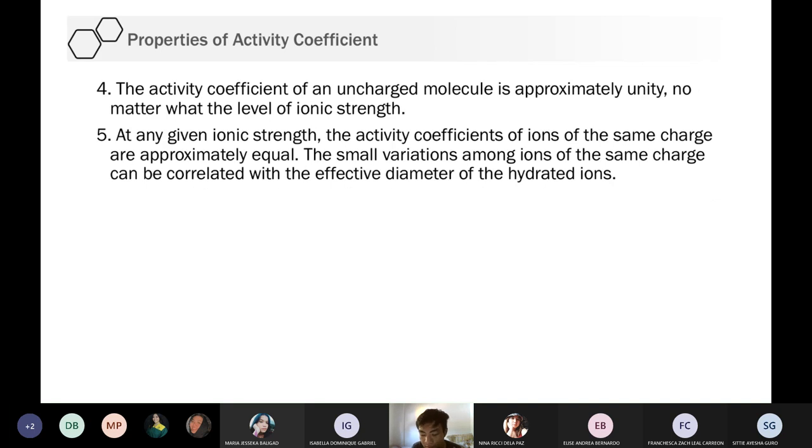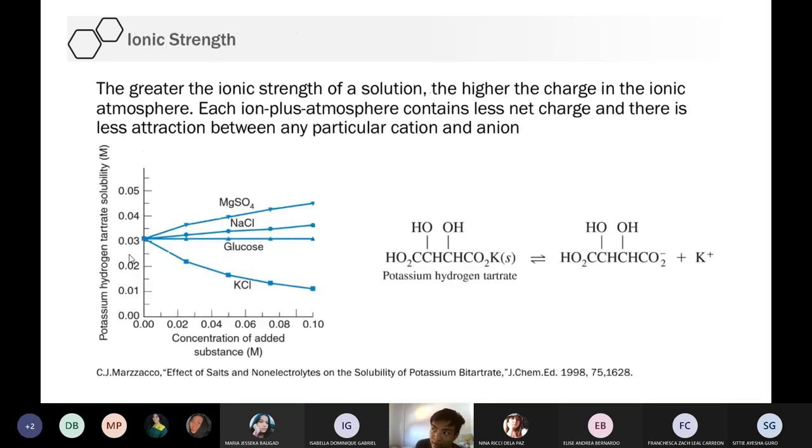Number 4, the activity coefficient of an uncharged molecule is approximately unity, no matter what the level of ionic strength. So sabi dyan, if ang ating molecule ay walang charge, gamma is zero. Okay? So that's why yung glucose kanina, if you could still remember, stagnant lang yung kanyang K. Because wala siyang activity coefficient. So it doesn't affect the equilibrium constant. Kasi kapag yan ay may ions, dun siya nagpe-play ng role sa ating equilibrium constant.